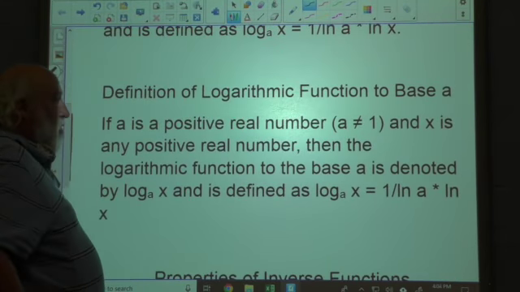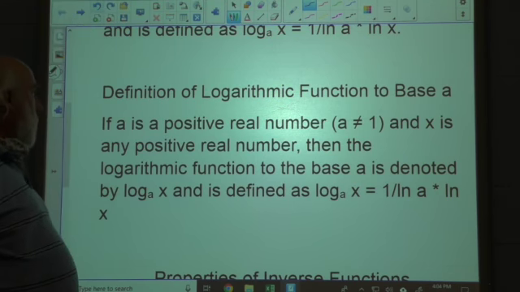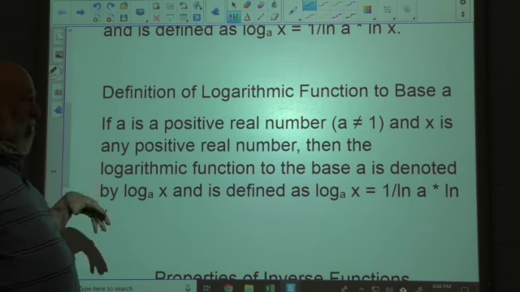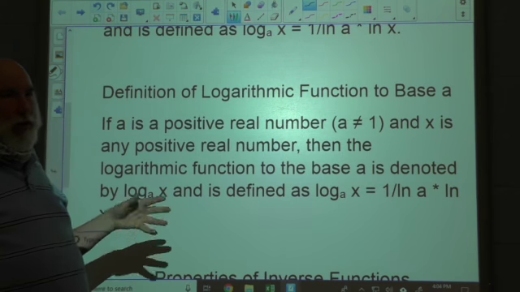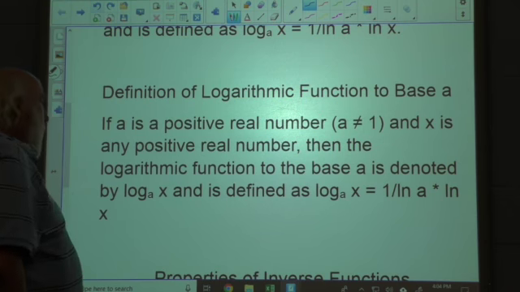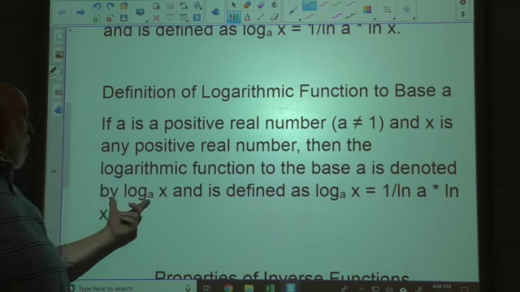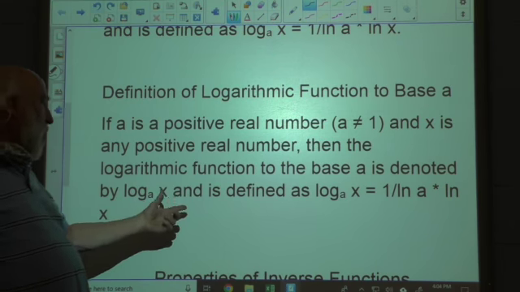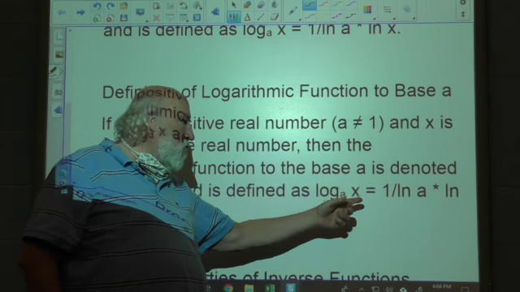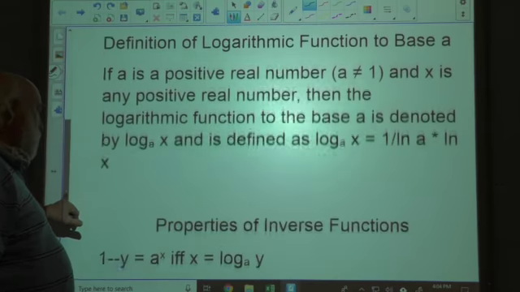The definition of logarithmic function to base a is, again, if a is positive, and I misspoke, I didn't say any greater than or equal to 1 or greater than 1. It's any positive real number except for the number 1. And x is any positive real number, then the logarithmic function to the base a is denoted by log base a of x, and is defined as log base a of x equals 1 over the natural log of a times the natural log of x, which is pretty much what we described in the previous one.